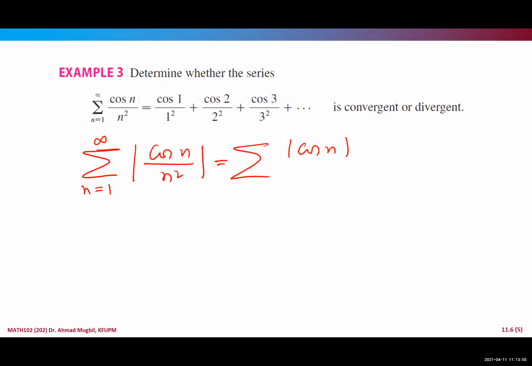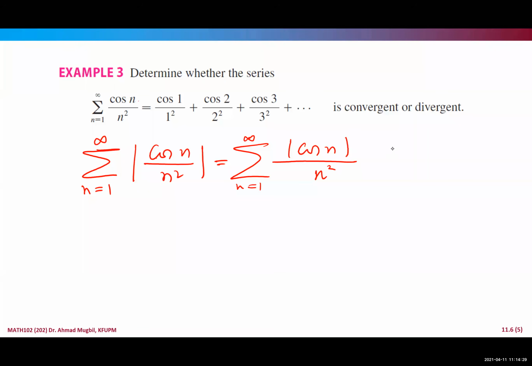Now if you distribute the absolute value, this will be the absolute value of cosine n. Cosine n could be positive or negative, so we cannot remove the absolute value. The absolute value of n squared is n squared because it is positive. Now this series, ya shabab, is convergent or divergent, and how to show that? Any idea? This is positive, so we can use the previous test that we have studied before.